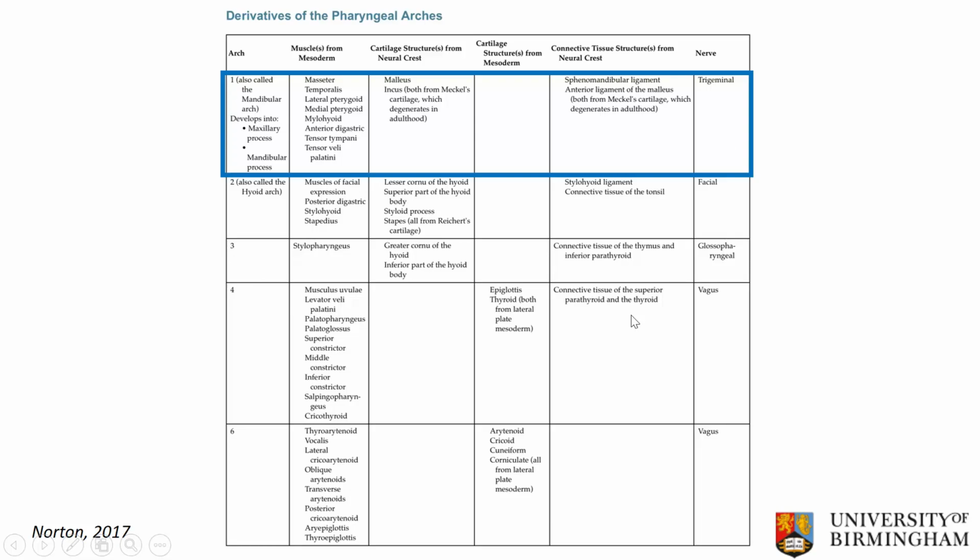And this table has helped me to understand some exceptions. For example, the stylopharyngeus muscle here. This muscle is innervated by the glossopharyngeal nerve instead of the vagus nerve. We know that all the muscles of the pharynx are innervated by the vagus, with the exception of this one. And this is the reason why: it originates from the third pharyngeal arch. So I would recommend you to have a look at this table whenever possible.